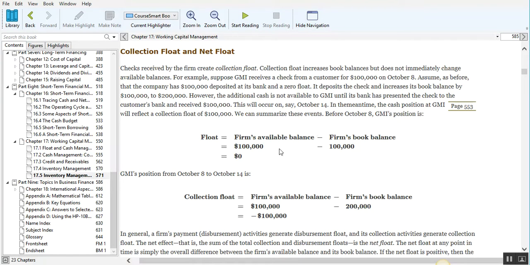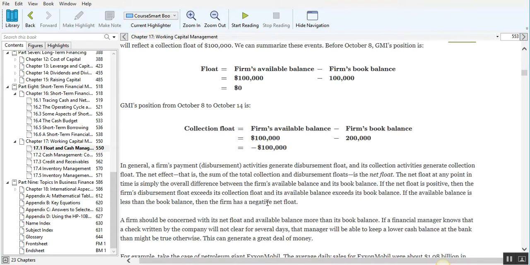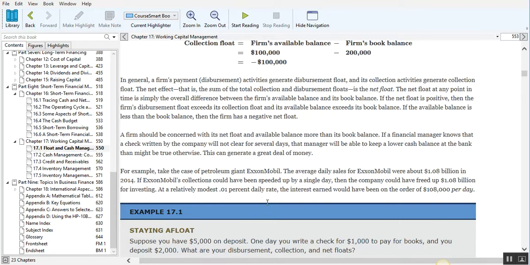That is, you may have a book balance of 100 here and an available balance of 100 here, but when you collect a check for 100,000, your book balance automatically goes up to 200, but your available balance at the bank still stays at 100, which means you are on the negative side of the float here. So you have a net effect between the collection and disbursements floats to figure out basically what the difference is.